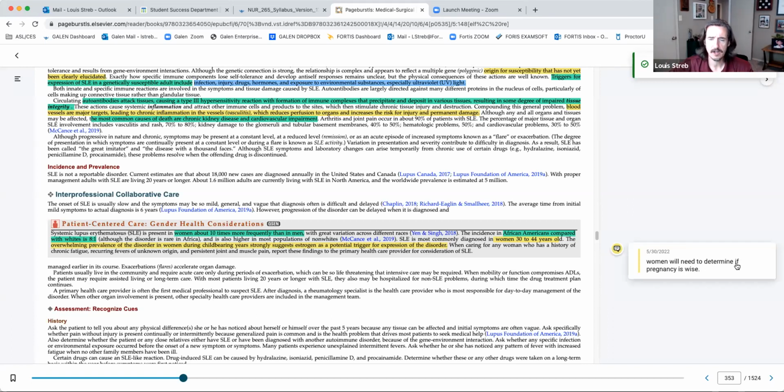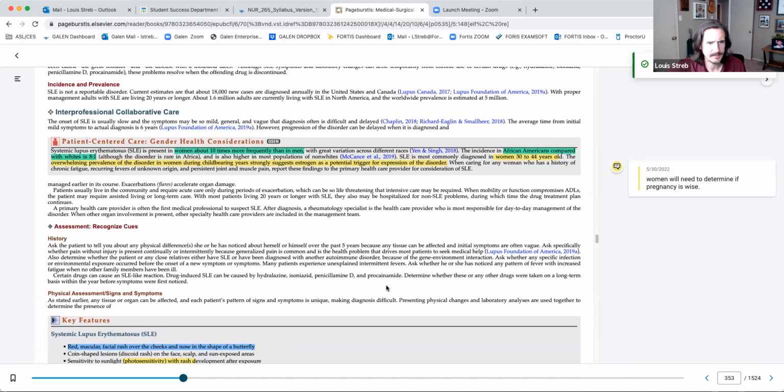So women will need to be determined. Think about this. If one of the potential triggers is childbearing and estrogen, right? It's important to talk to these women about, do you want to have a child? Is pregnancy really that wise for you? Is this something in your future? We need to have that real conversation with women of childbearing age to say, if you have a child, it is likely, especially if you have lupus, that it's going to cause severe issues. So it's nothing that we're going to decide for anybody, but it's something that we really have to think about with our patients so they can make an informed decision.